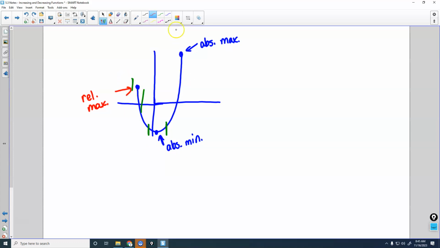They will ask you for the absolute maximum and minimum of this. They're not going to ask for relative. So they can ask this question. This is definitely the absolute maximum. This is definitely the absolute minimum. And that's all they're going to ask.